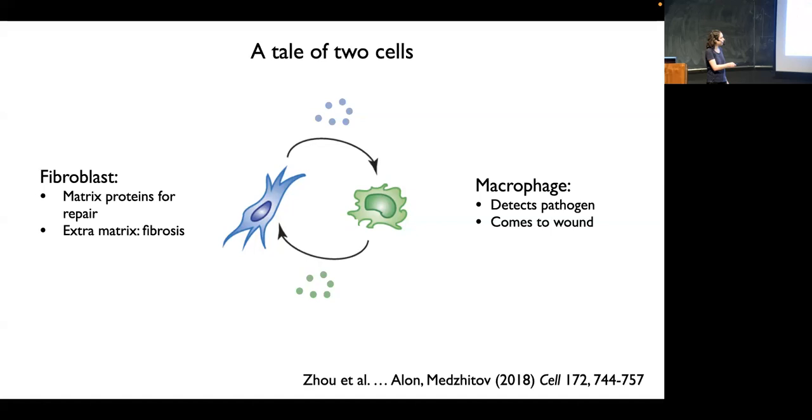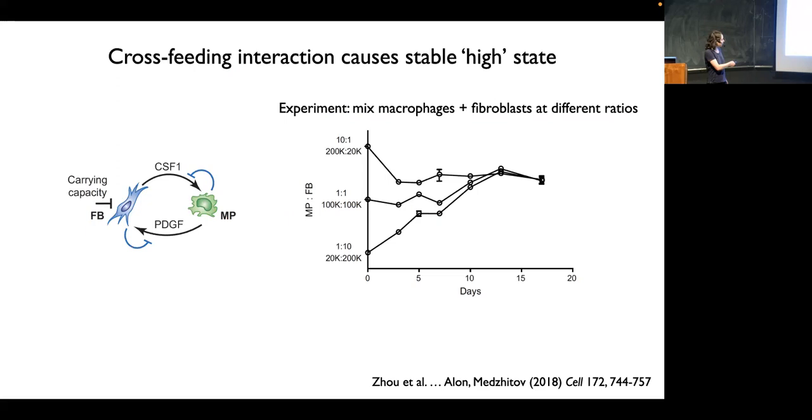Because of this cross-feeding and a few other bells and whistles, if you mix these two types of cells together in a dish at a really wide range of starting ratios of these two cell types, they converge to one particular fixed ratio of these two cells. This is a stable state. And it's an inflamed state because we have lots of macrophages and lots of fibroblasts.